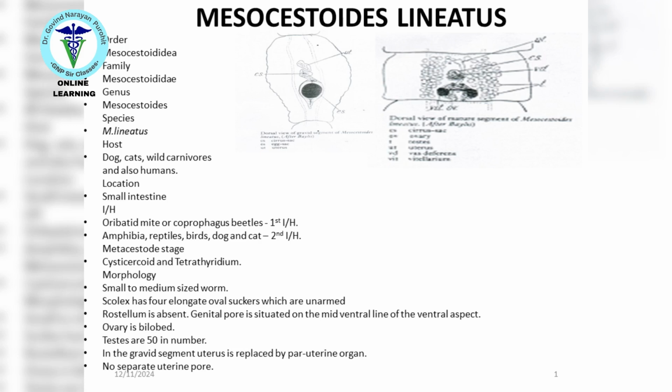Morphologically, the adult worm is small to medium-sized with a scolex that has 4 unarmed suckers. The genital pore is located on the mid-ventral line, and the ovary is bilobed. The uterus in the gravid segment is replaced by a paruterine organ, and there is no separate uterine pore.